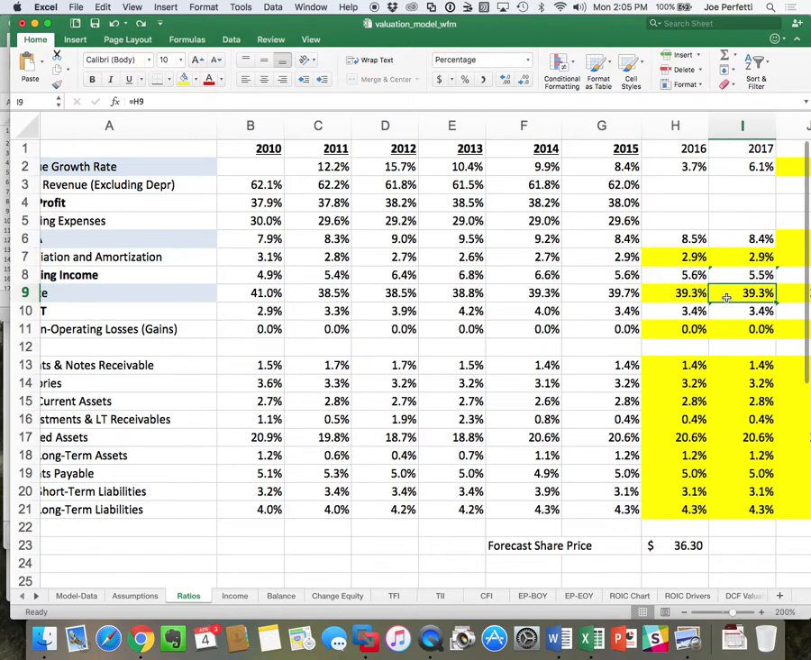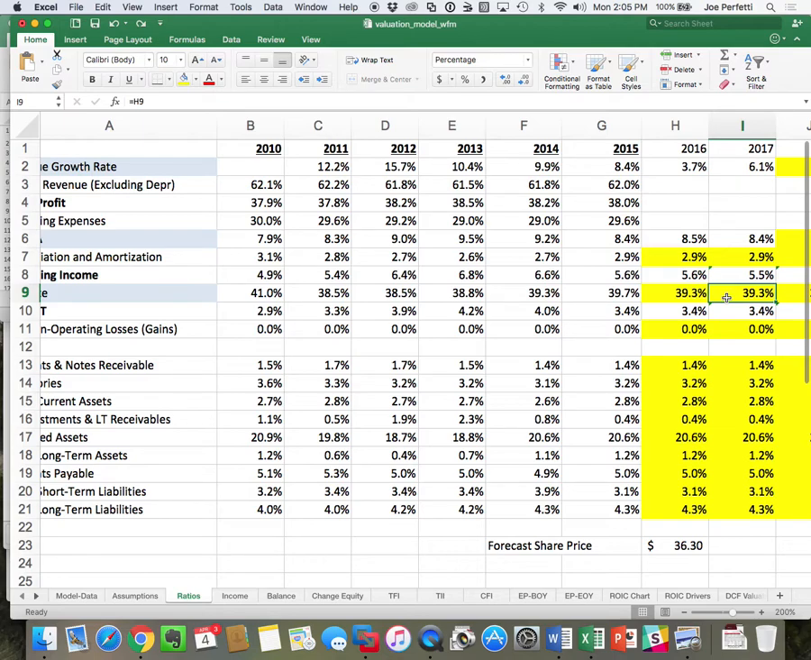So the real question becomes, how did you get from 36 and change to around 30, which is about where they're trading today? So what did you guys actually do to get to that, and what was the rationale, what was the why? Anyone want to share their thoughts on the as-is?